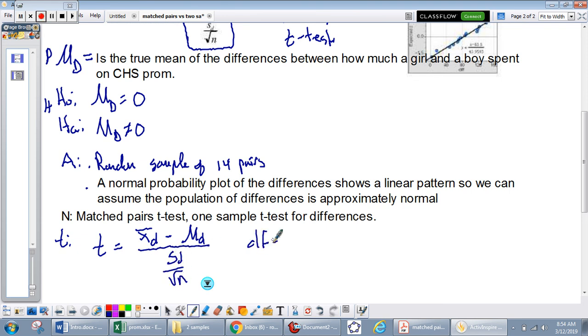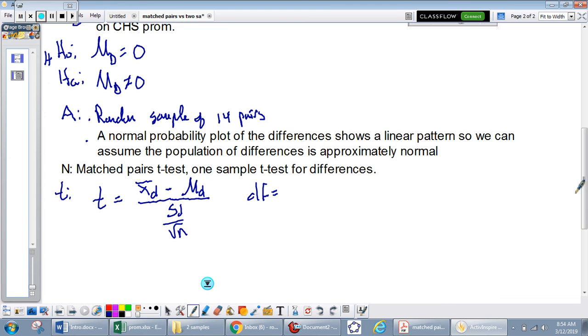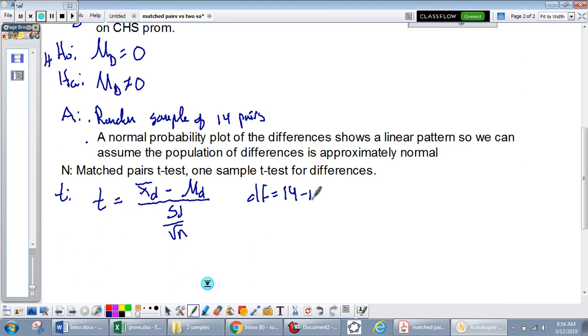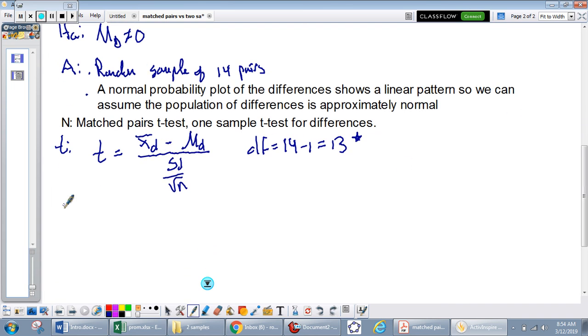Now my degrees of freedom are my number of couples minus 1. So we had 14 couples, so my degrees of freedom would be 14 minus 1, which would be 13. So just make sure you note that. Okay, so let's go ahead and grab some values here.